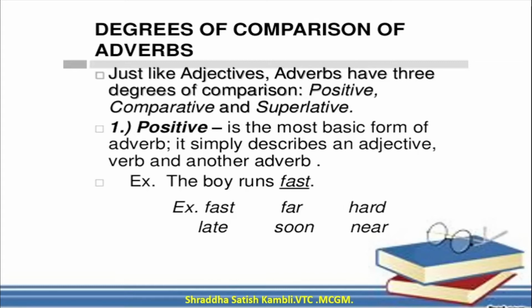So here, just like in the positive degree of adjectives, we have just one boy, that is one noun and one action. There in adjectives we had one noun and one quality, but here we have one noun and one action. So you use words like fast, far, hard, late, soon, near. All these words you will find when you're talking about the positive degree of comparison in adverbs.